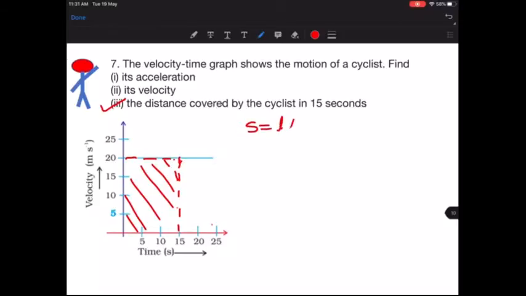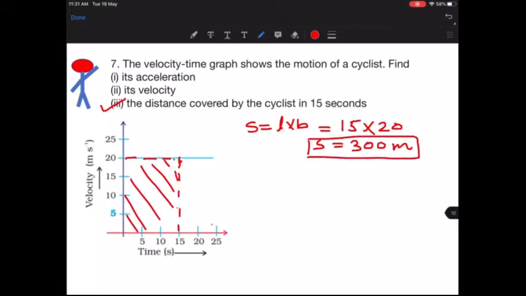Distance is L into B, which is length into breadth, because it is the area of this rectangle. Okay, so what is the length? Length is 15. What is the breadth? Breadth is 20. So you will be getting 300 meters. So we have straight away calculated the third part of the question. Okay, it is 300 meters. Is it clear to all of you?